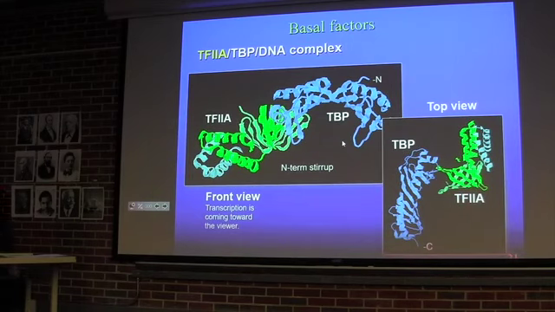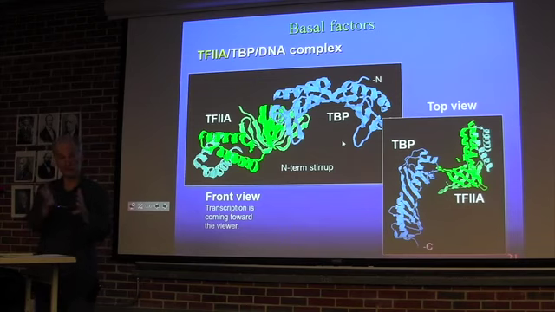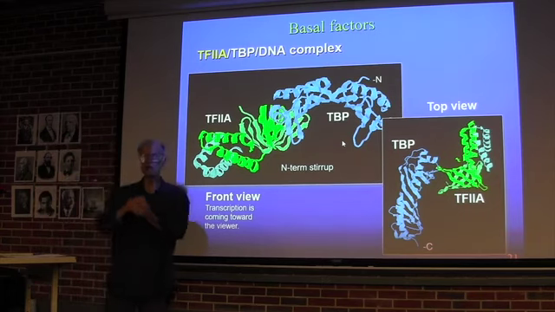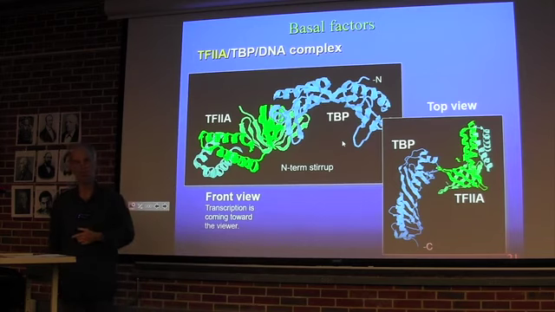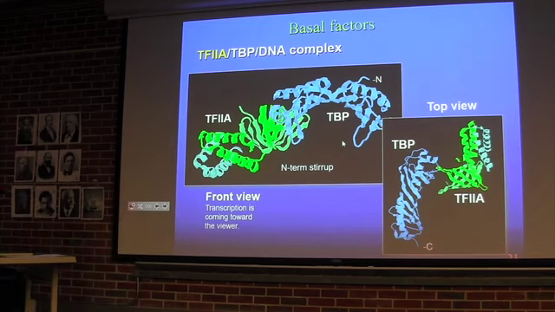Okay, so we're moving now away from B. We've talked about TBP. We've talked about B binding to the C terminal stirrup. How about the right foot on the N terminal stirrup of TBP? That's transcription factor 2A that binds there.